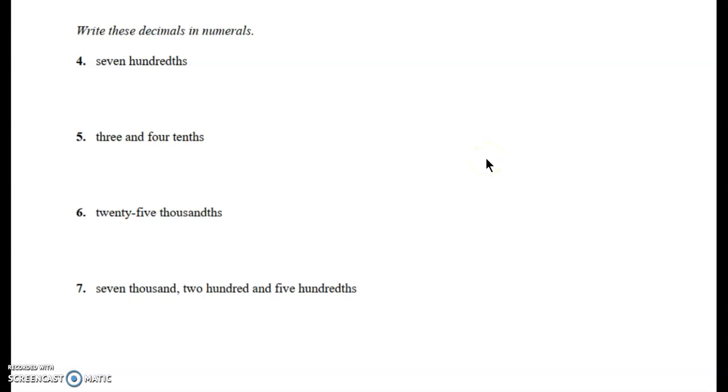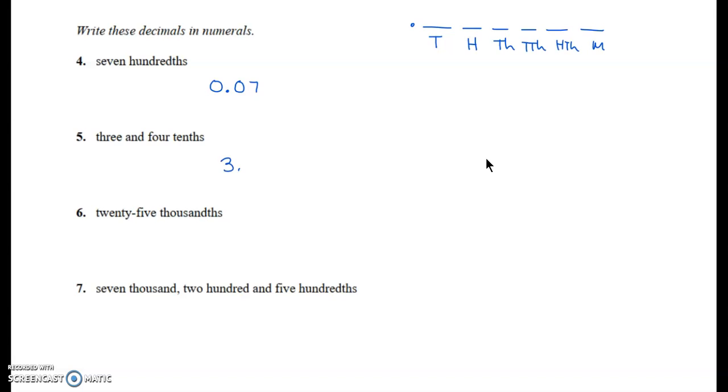Now we're going to go the other way. We're going to write these words into numerals, but still our strategy remains the same. So we are going to tell ourselves tenths, hundredths, thousandths, 10,000ths, 100,000ths, millionths. The first one is 7/100ths. So I set up 0, decimal. Hundredths is in the second position, and I only have 7, 0.07.